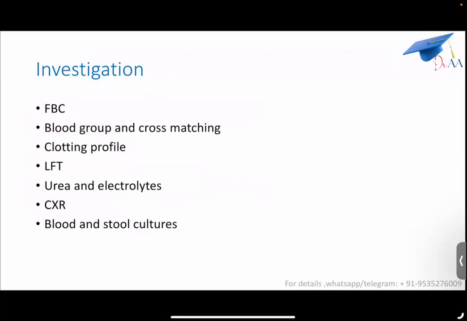Investigations are very much similar to what we previously discussed. The additional one is blood or stool cultures might be required because it might just be a dysentery. It may not be an obvious lower GI bleed.